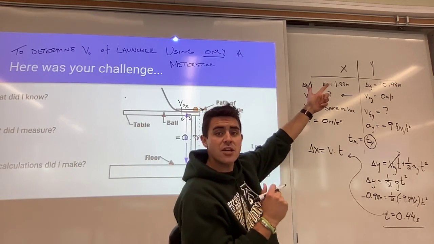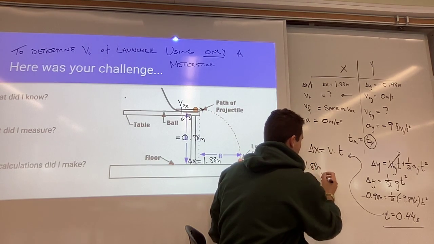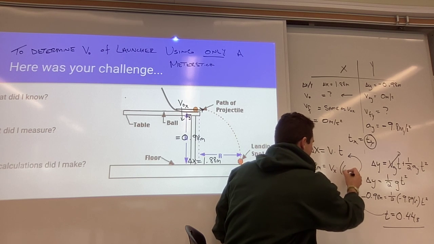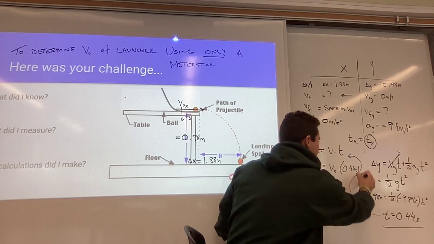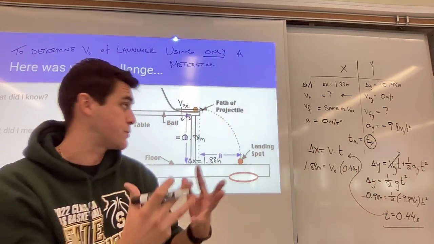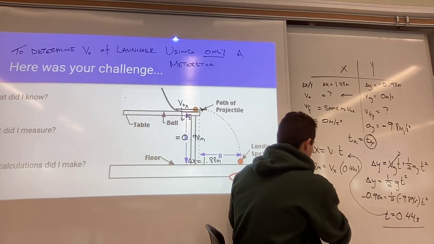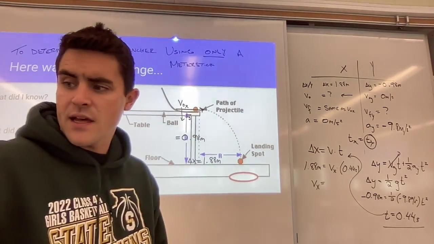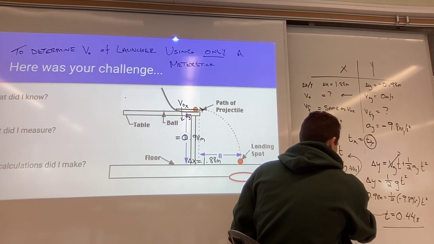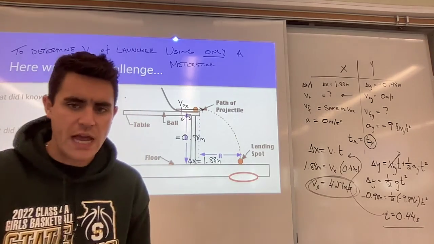And hey, I measured that. I had a meter stick. I measured that the change in x was 1.88 meters. That's equal to the velocity in the x direction times the time I just solved for. It's going to move horizontally for 0.44 seconds for a total of 1.88 meters. What is that speed? I can divide them out. The velocity in the x direction ends up being 4.27 meters per second. And that is the answer to my challenge problem.